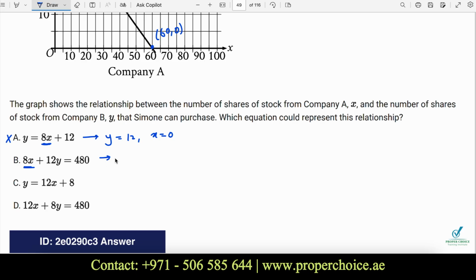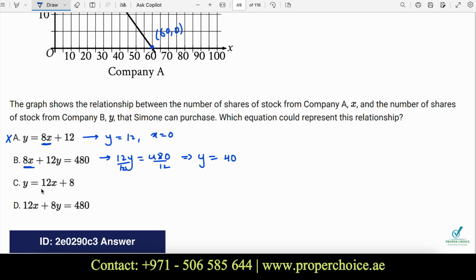So it's going to be 12y equal to 480. When you divide by 12 on either side, that gives me a value of y as 480 divided by 12, which is 40. You'll be getting the y coordinate as 40. That's true. Now is there any option that gives me y as 40 when x is 0?